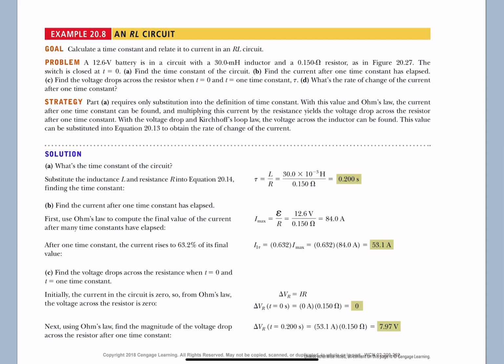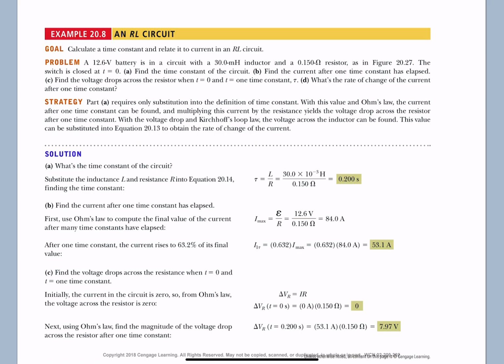Now, if we look at this math problem here, we've got a 12.6 volt battery. It's in a circuit with a 30 millihenry inductor. See the mH, M is milli. We have a rather small resistor, 0.10 ohms. And again, you want to have your resistor in these circuits so you can avoid having a short circuit. The question says, what's the time constant? So your time constant, tau, is your inductance divided by R. And you can see that that equals 0.200 seconds.